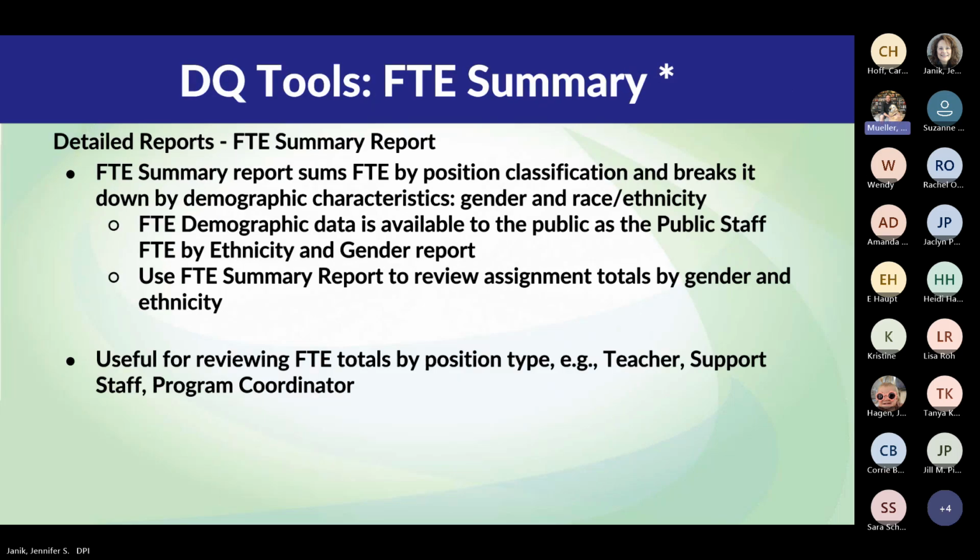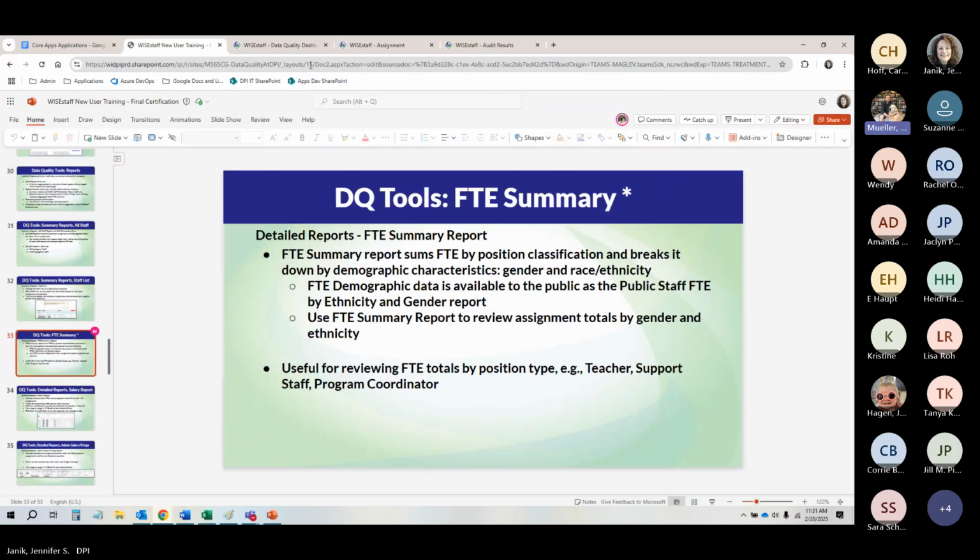Our final summary report is the FTE summary. This report sums up assignments, FTE by position classification, and then breaks it down by gender and race or ethnicity. This data is also available to the public in the public staff FTE by ethnicity and gender report. So it's helpful to review it prior to final certification to make sure your staff are represented accurately. This report can also be useful to review FTE totals by position, such as teacher, support staff, program coordinators, etc. And we'll take a look here next.